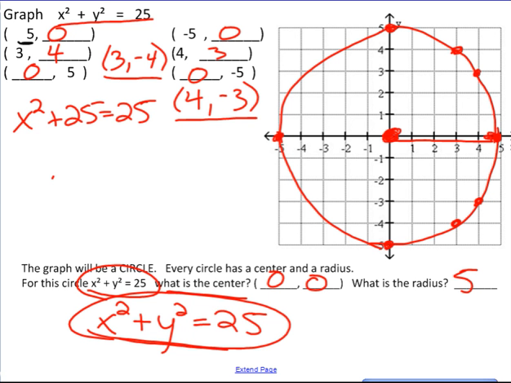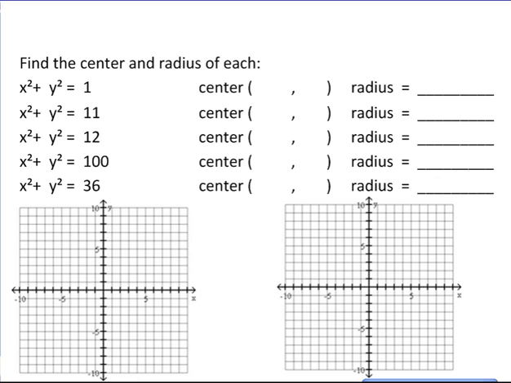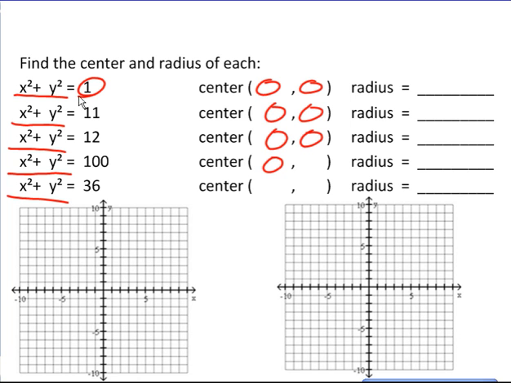Let's go back to this. If I were to square the radius, which is 5, 5 squared is 25. So this number right here is the square of the radius. Or another way of saying that, if I want the radius, I have to take the square root of that number. So you can see we have x squared plus y squared, and they're all going to have a center of 0, 0. Let's check the radius. That's the only difference between these equations.